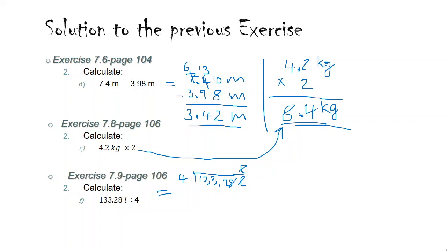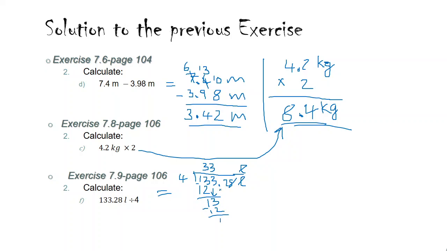Then you say, can 4 go into 3? No. Can 4 go into 13? Yes, 4 goes into 13 3 times. Then 3 times 4 is 12. Then you subtract: 13 minus 12 is 1. You bring the 3 down. Again we have 13. The same thing: 4 goes into 13 3 times, 3 times 4 is 12, and you subtract, 13 minus 12 is 1.